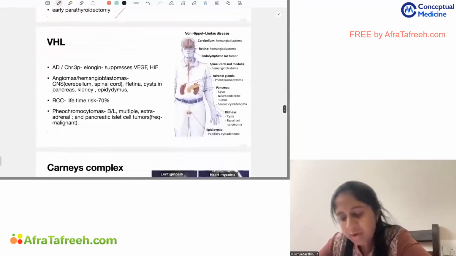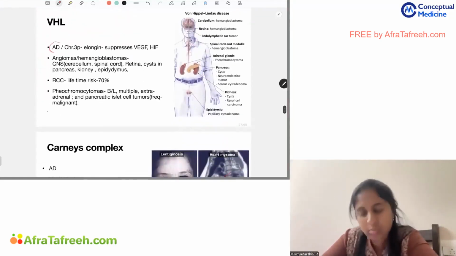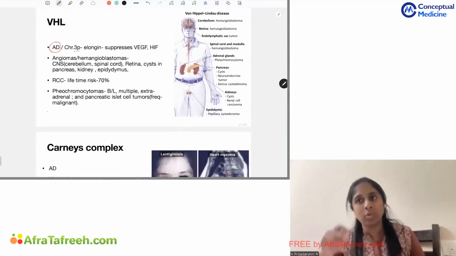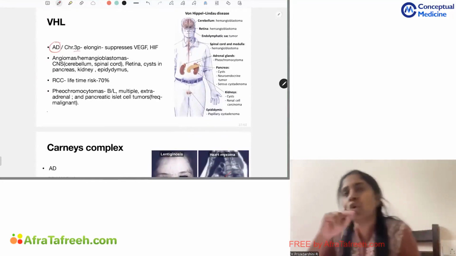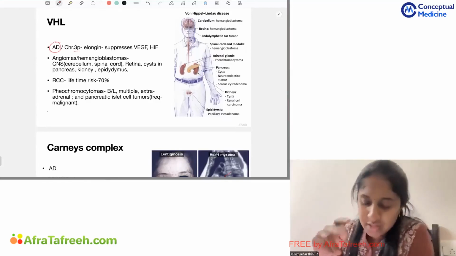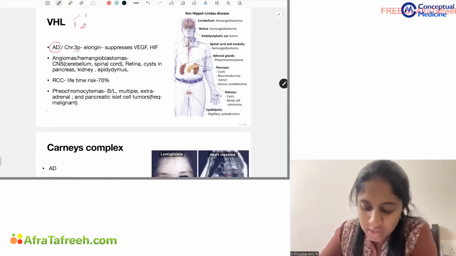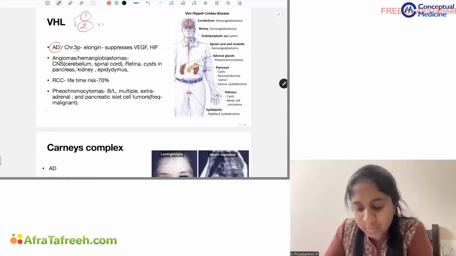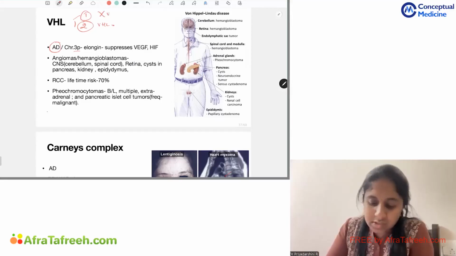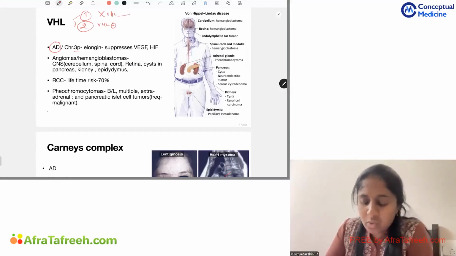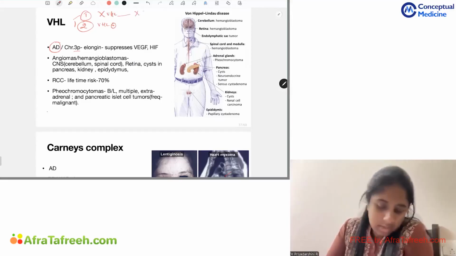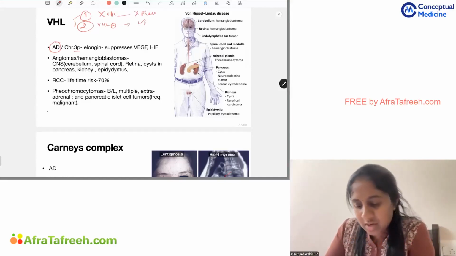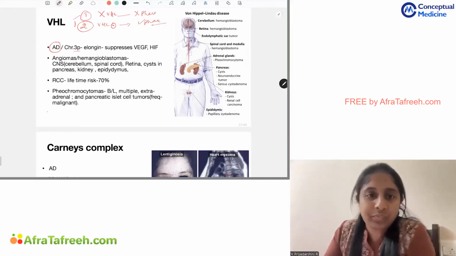Von Hippel-Lindau syndrome is also autosomal dominant, and it is on 3p. I have explained von Hippel-Lindau syndrome in the pheochromocytoma session. I have told you there are two types of von Hippel-Lindau, type 1 and type 2, based on the expressivity. In type 1, there is minimal expression, no risk of pheo. In type 2, definitely all will manifest with pheo.